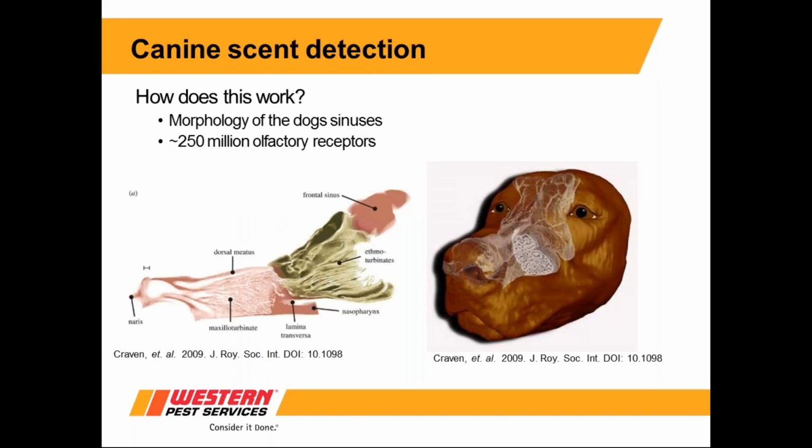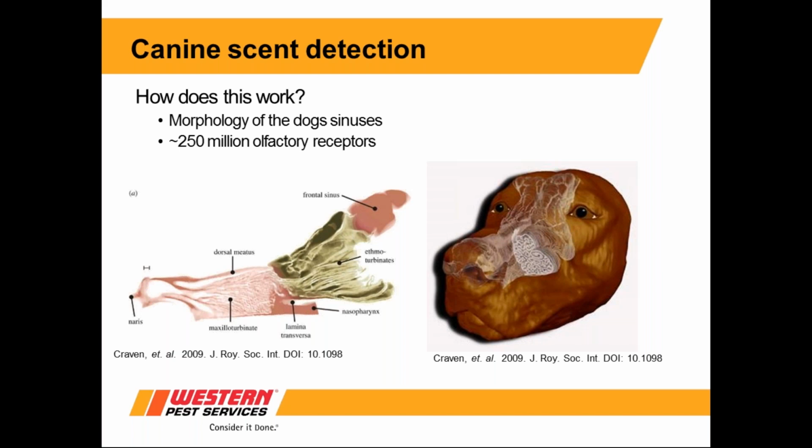So this is how dogs work. So dogs have much, much better senses of smell than we do. They have over 250 million olfactory receptors. We have like 10,000 olfactory receptors, much, much less than the dogs do. And also, so let's talk a little bit about, first of all, the olfactory receptors.